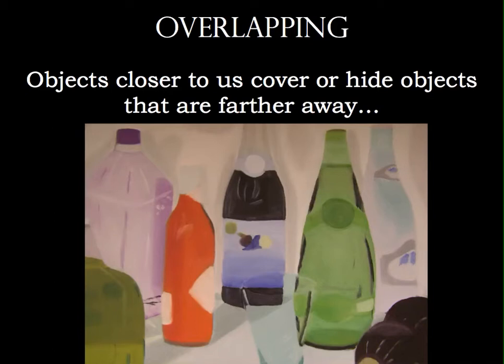With overlapping, it states that objects closer to us cover or hide objects that are farther away. So in the bottom left-hand corner of this painting, we have a bottle of apple juice, and it covers up some of the Fiji water bottle behind it. The same at the right-hand side of the painting, where we have the distinctive Perrier bottle covering up part of the Evian bottle. Objects closer to us hide objects that are farther away from us.